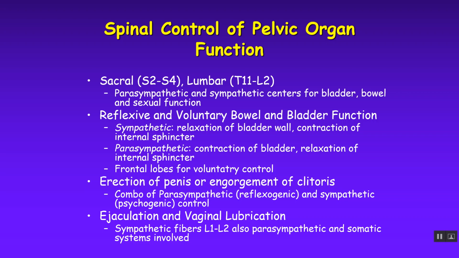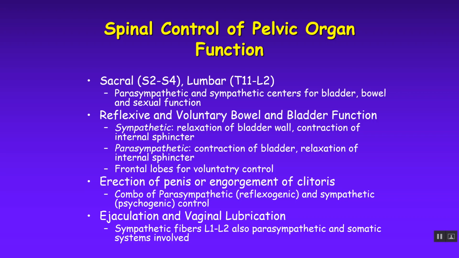So at the sacral level, S2 to S4, and the lumbar nerve roots, and the sympathetic fibers coming out of T11 to L2. So we've got parasympathetics coming from S2 to S4 and sympathetics from the T11 to L2 region. Those are the ones that help supply those centers for bladder, bowel, and sexual function. Okay, so we have reflexive and voluntary bowel and bladder function. The spinal cord is most important for the reflexive part of bowel and bladder function.